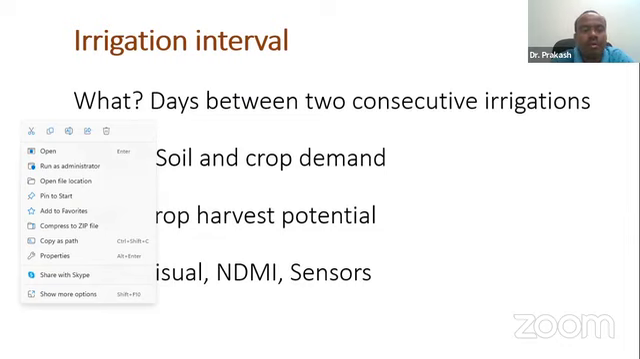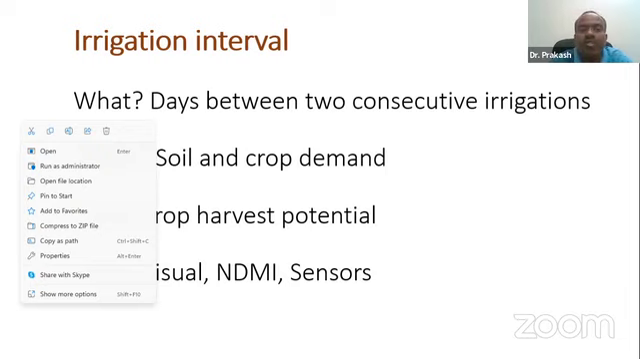Then irrigation interval. What is meant by irrigation interval? It is the days between two consecutive irrigations. It is a simple definition. We can say that it is the days between two consecutive irrigations. But we can split up this irrigation interval into different WH questions.